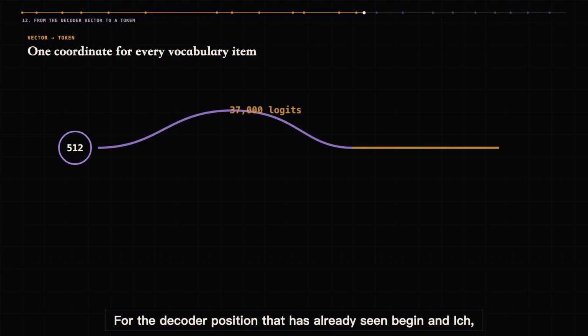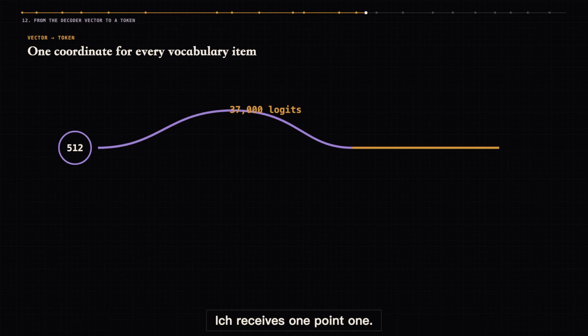For the decoder position that has already seen begin and ich, imagine this small teaching vocabulary and its candidate logits. Ich receives 1.1.